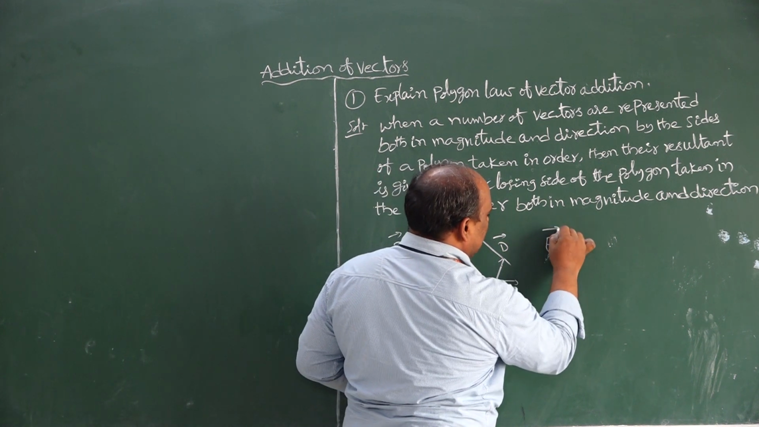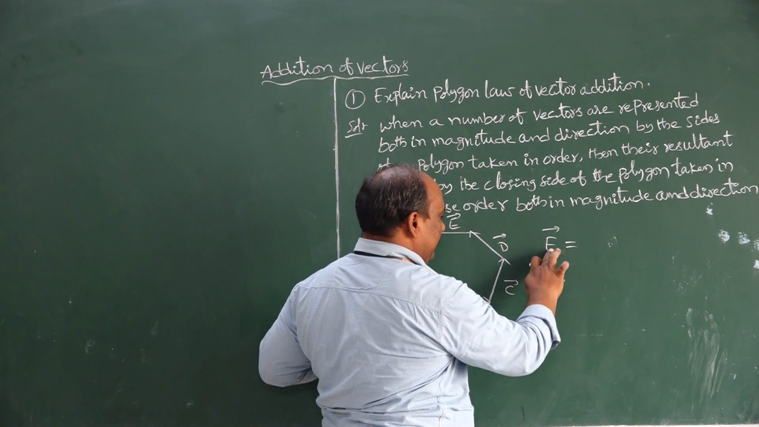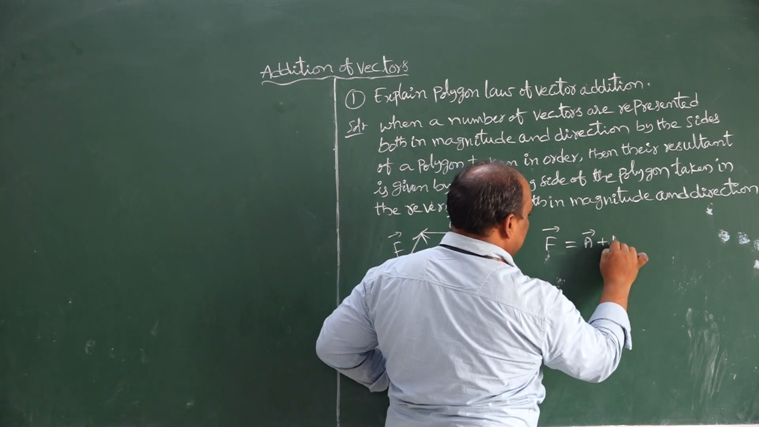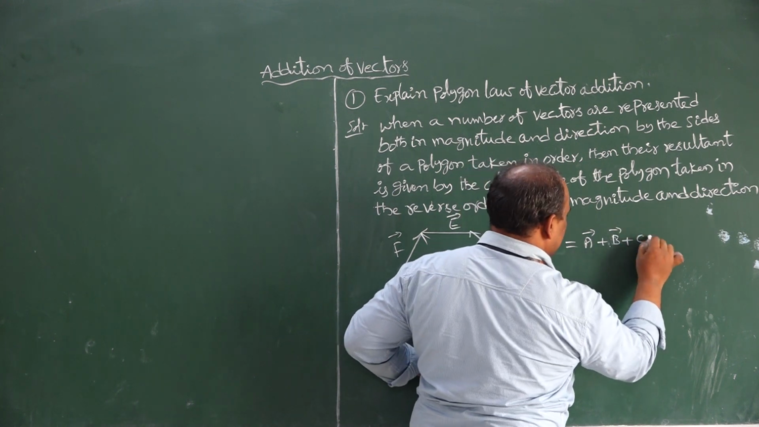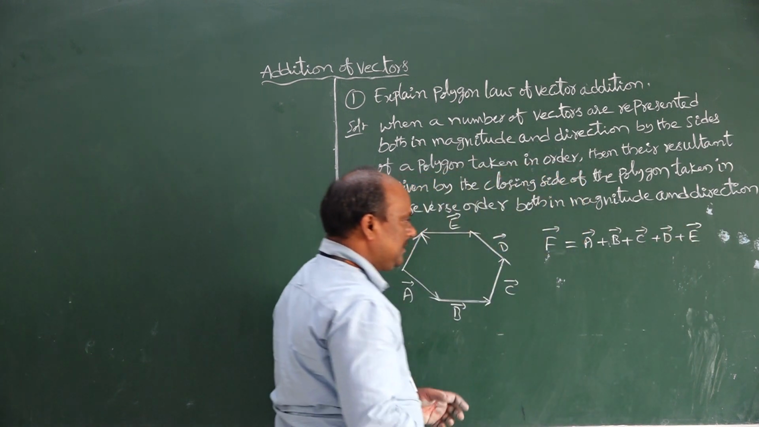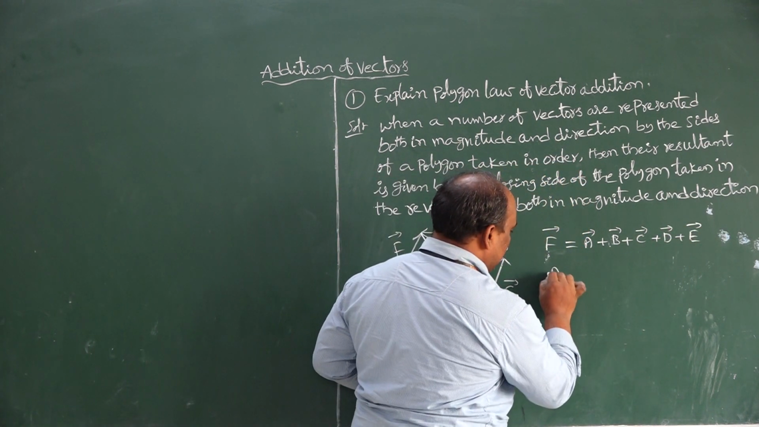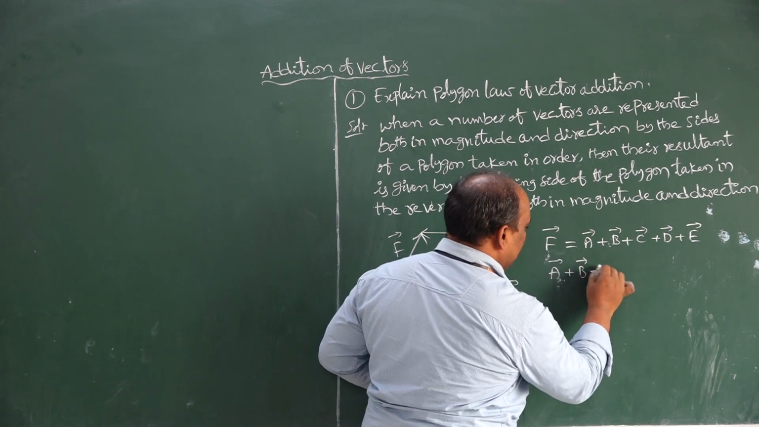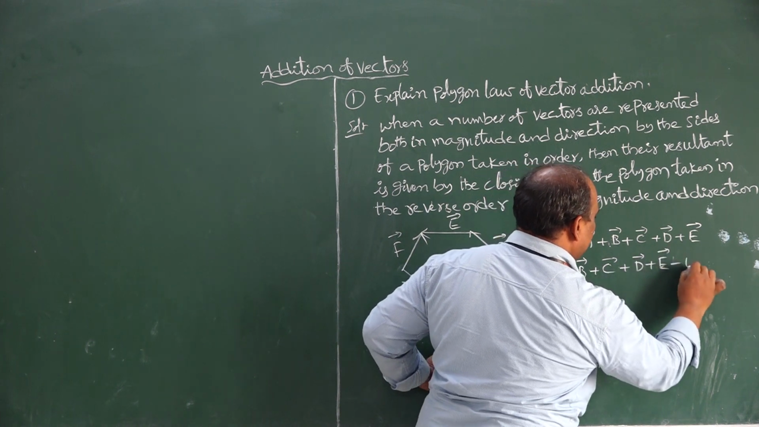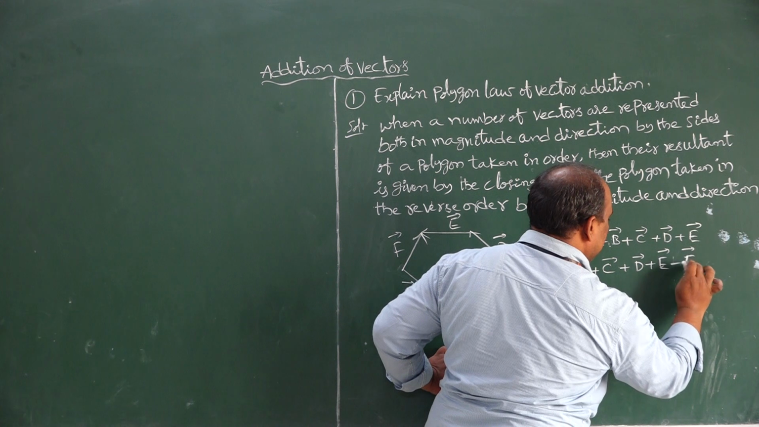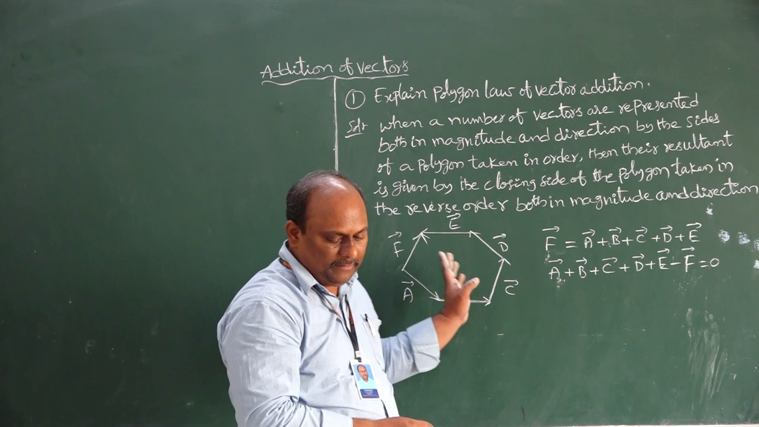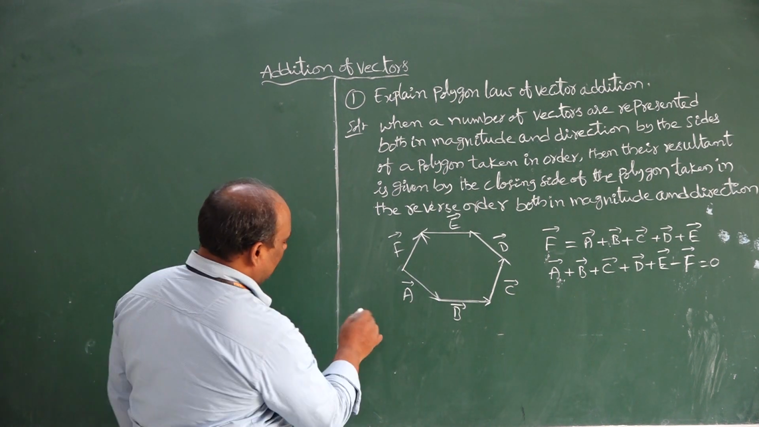Then here you can write F bar is equal to A bar plus B bar plus C bar plus D bar plus E bar. Or else you can write A bar plus B bar plus C bar plus D bar plus E bar minus F bar is equal to 0. Why minus? Because it is in the reverse order. Then we will move to question number 2.